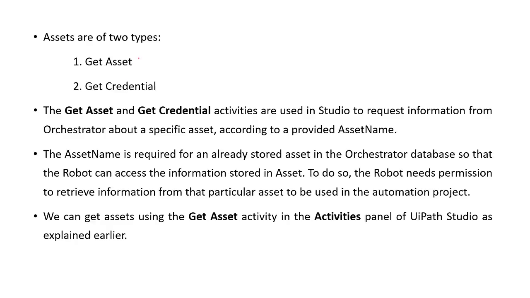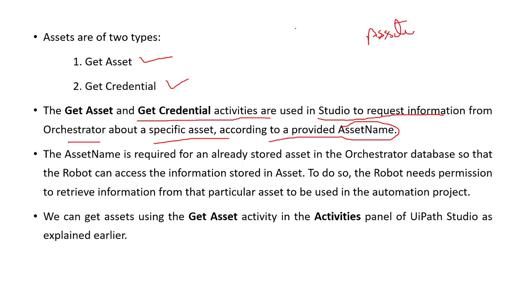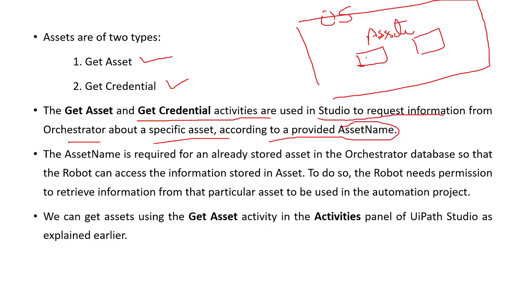Okay, assets are of two types, it seems. One is Get Asset and the other is Get Credential. Basically, they are nothing but activities used in UiPath Studio to request information from the server about a specific asset according to the asset name. Assets are stored on the Orchestrator server, usually in the form of a key-value pair, that is, a name-value pair.